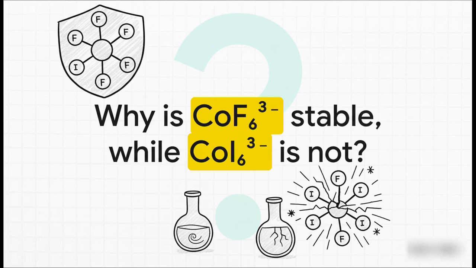Check this out. We've got two cobalt complexes that look pretty much the same on paper. One with fluoride is perfectly stable. The other with iodide just falls apart. And if you try to use the early acid-base theories to explain this, well, they just don't really give a good answer for why this is happening.